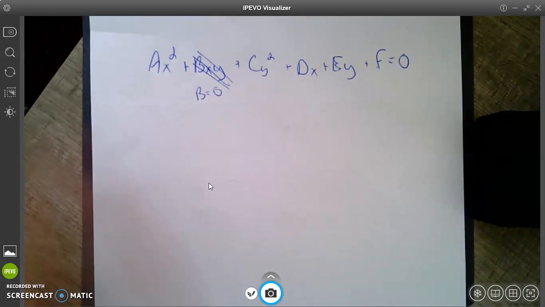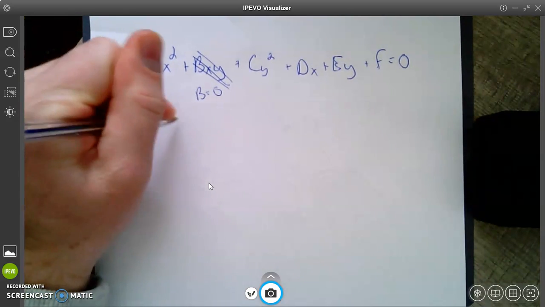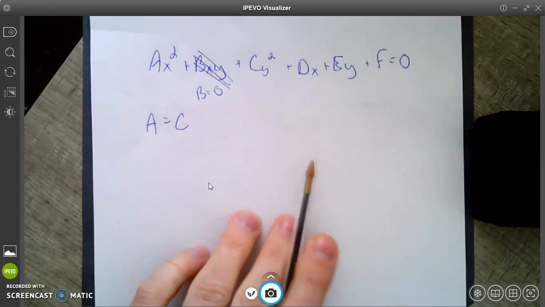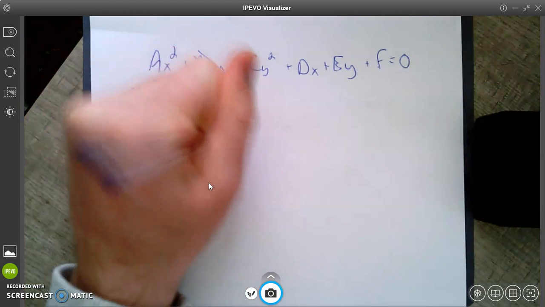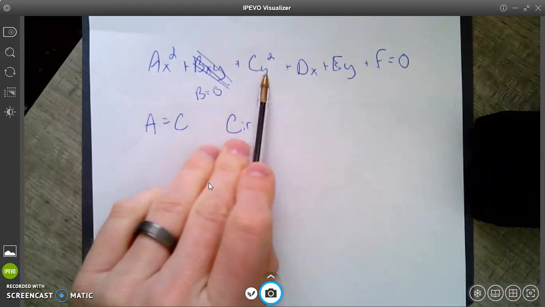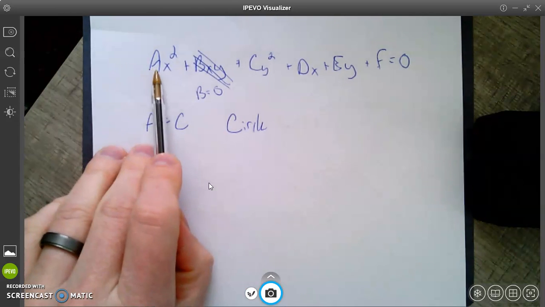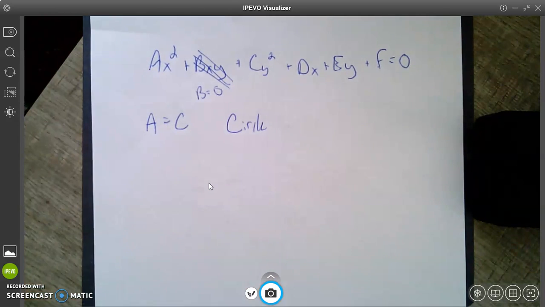Here's the first thing. If a is exactly the same as c, if what's in front of the x squared term is exactly the same as what's in front of the y squared term, we have a circle. Okay? They're both being squared, and they have the exact same sign. They're the exact same number. They're being stretched in the horizontal and vertical direction the exact same amount. That ends up being a circle, exactly the same.